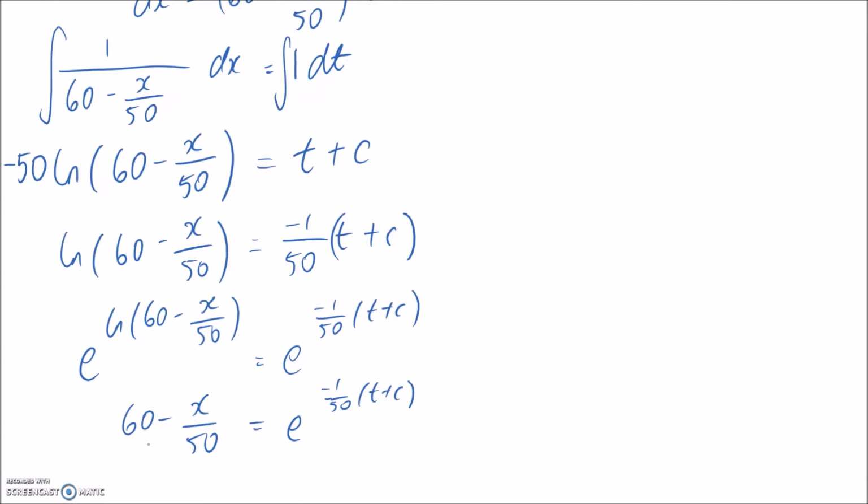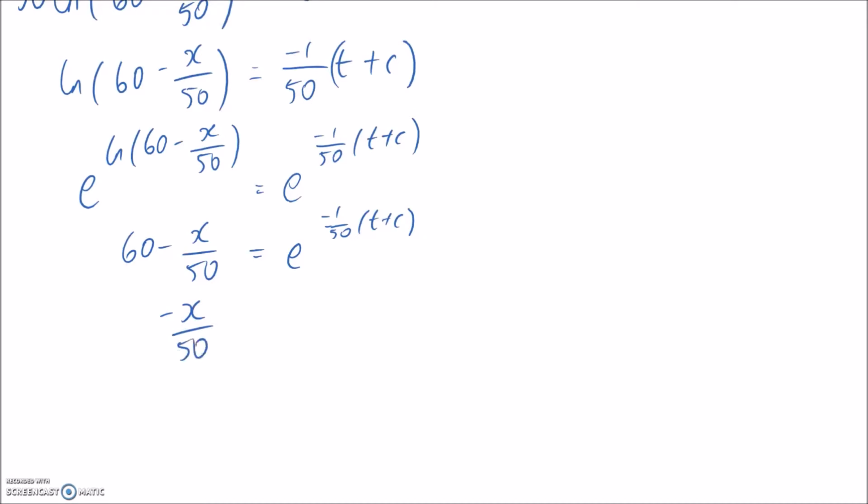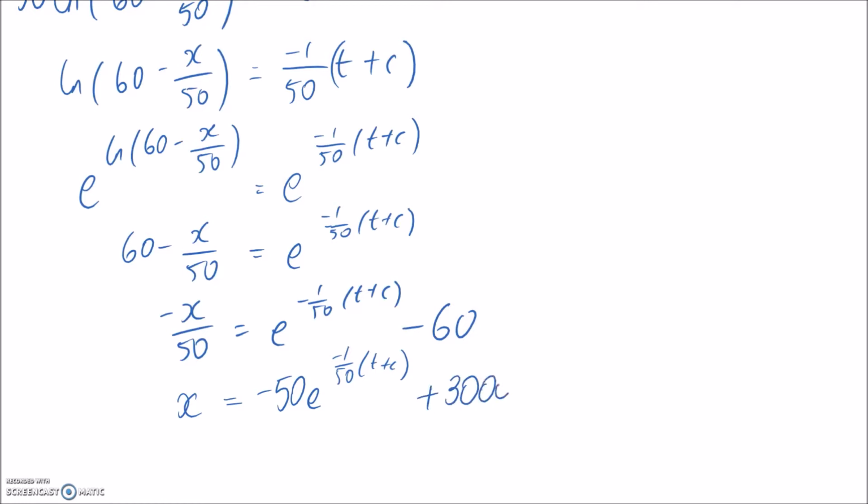The next thing I might do is I'll make the 60 swing to the other side of the equation, so it's going to end up with negative x on 50 is equal to all of this minus the 60. What I'm going to do next is I'm going to multiply everything by negative 50. So that should eliminate the negative and the 50 on the bottom line at the same time. So this becomes x. This gets multiplied by negative 50, so I'll pop it out the front. And then negative 60 times negative 50 is going to become positive 3,000. So this here would be a valid general solution to my differential equation.